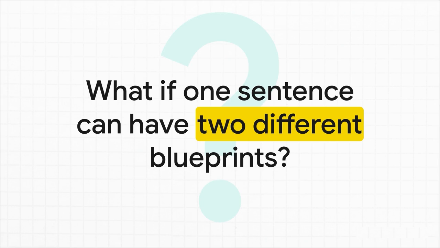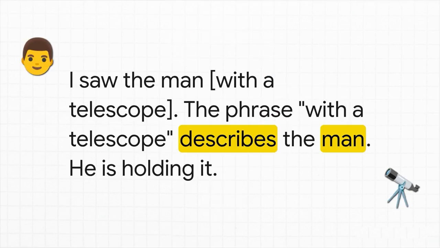What if it's grammatically ambiguous? That's when things get really, really interesting, because the same exact words can mean totally different things. So in one version of the blueprint, the man is the one with the telescope. The phrase "with a telescope" is attached to "man." Simple enough. He has a telescope, and I saw him.